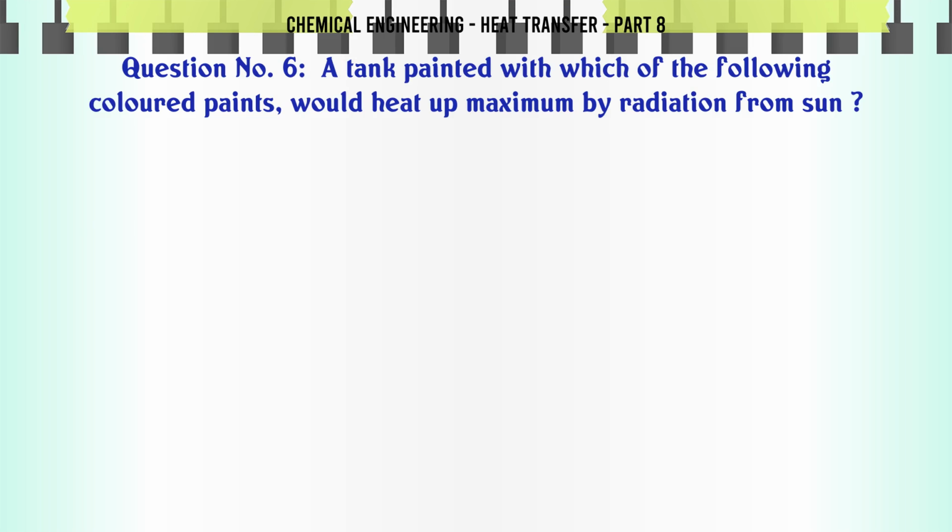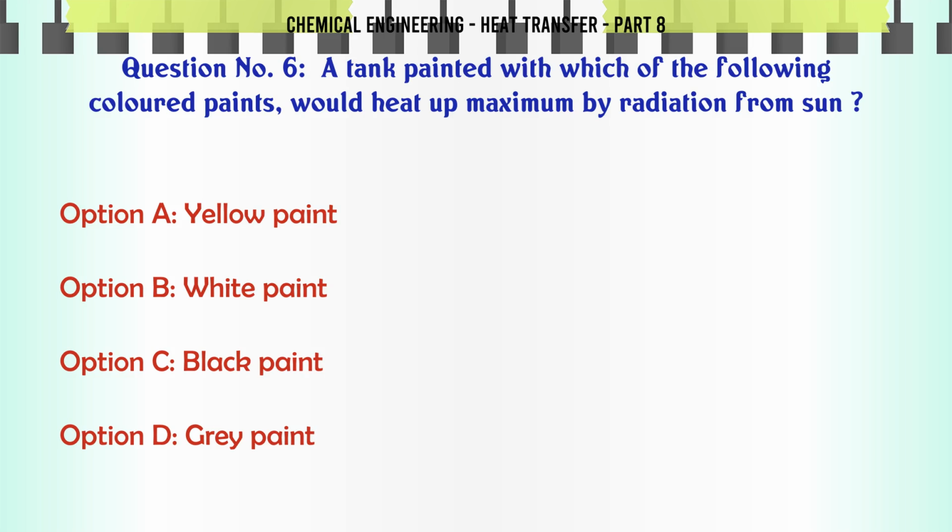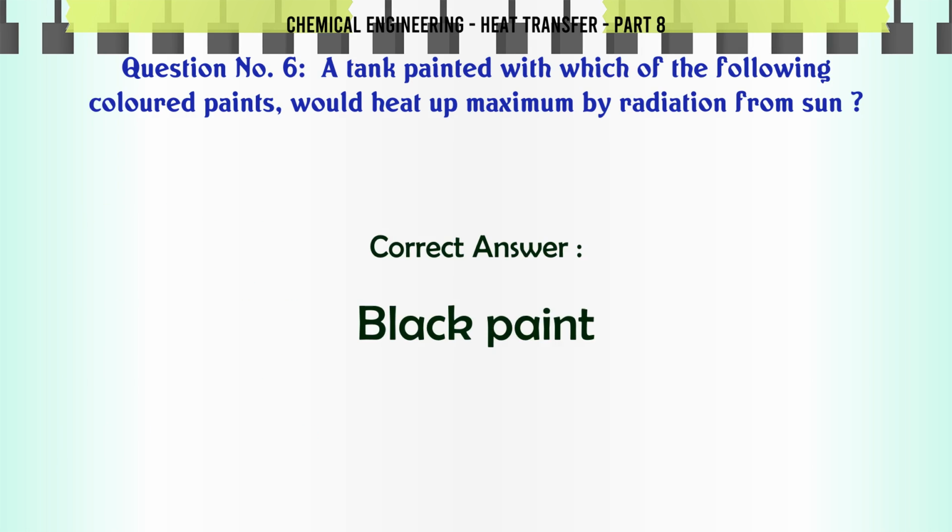A tank painted with which of the following colored paints would heat up maximum by radiation from sun? A. Yellow paint, B. White paint, C. Black paint, D. Gray paint. The correct answer is black paint.